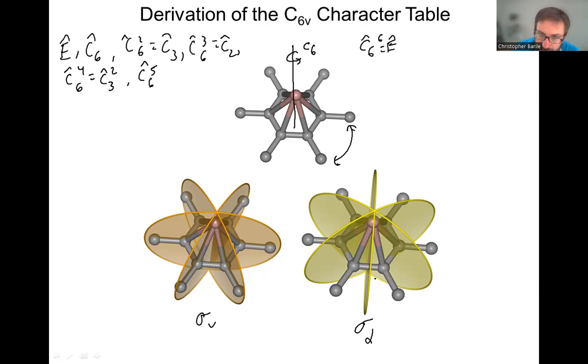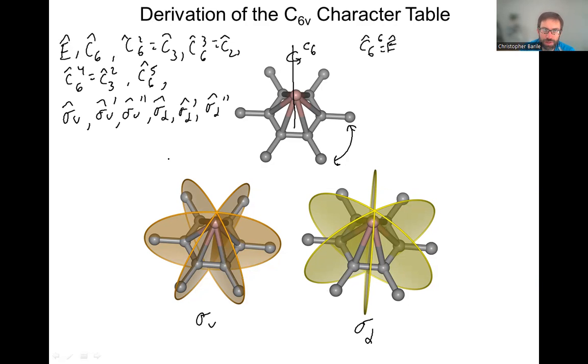And so these bisect bonds. You can see these types of mirror planes are different, but we could call these sigma V prime and sigma V double prime, and then we have sigma D and sigma D prime and sigma D double prime. That's all we have. We don't have any other mirror planes or any other rotations. We have 6 operations here, 5 different rotations and identity, and 6 mirror planes. So we have 12 operations.